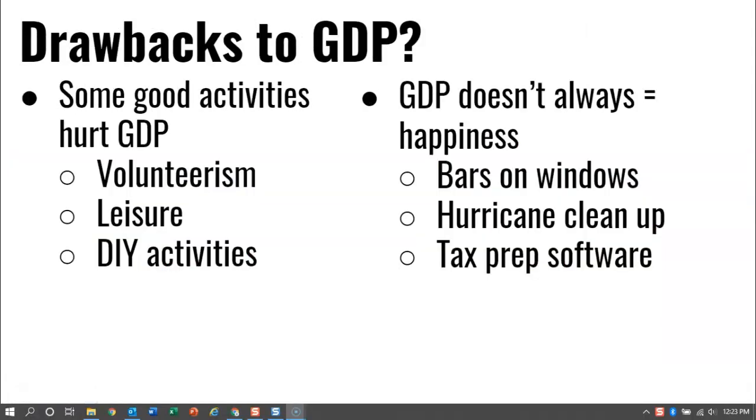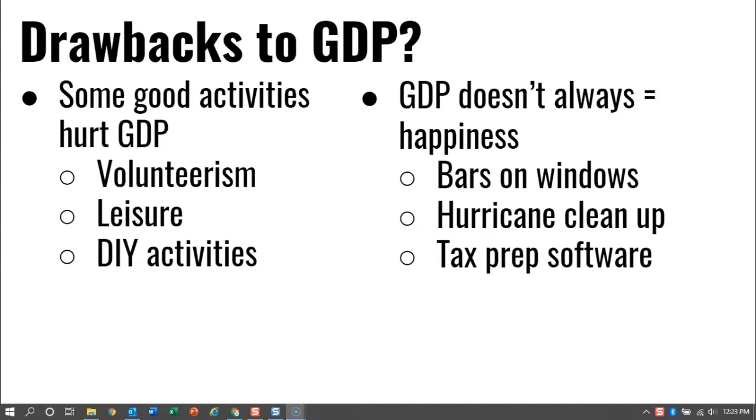Now, one last thing about GDP, and that is this. It's not a perfect measure. There are certain things that are positive to our society that don't help GDP, sometimes actually hurt it. And there are certain things that help GDP that aren't necessarily good for the society. For example, volunteerism doesn't help GDP. When you're not getting paid to provide a service, you're doing it for free. You're not helping GDP, but you are helping the community, and that's a positive thing.